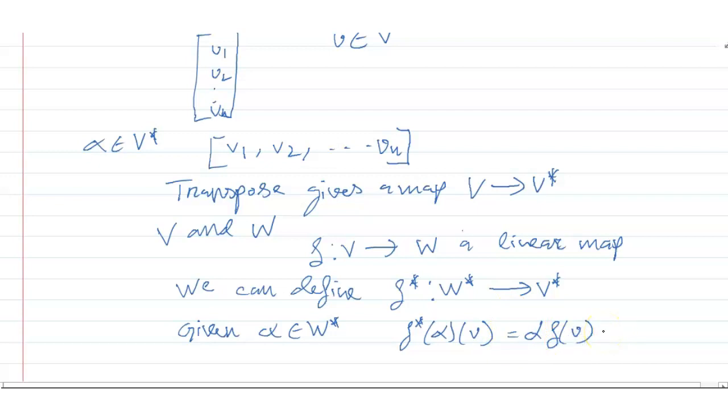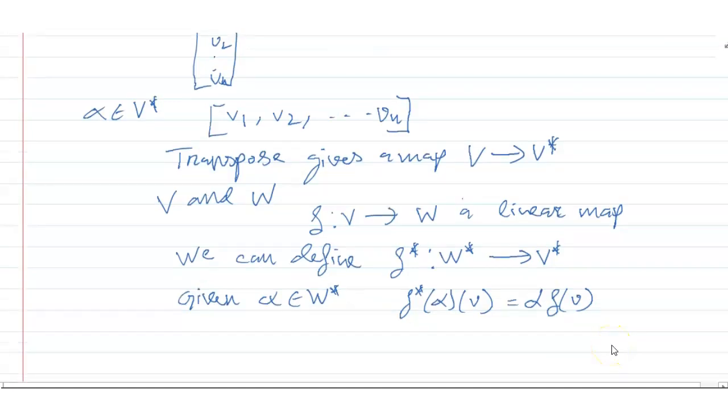Alpha goes from W to R, so it is an element of the dual space of W. Then it's our job to define F star of alpha as a linear functional on V. This is an object that takes something in V and produces a real number, and we define it like this: the action of F star of alpha, which is a linear functional on V, takes a vector little v in V, and the real number produced is alpha of F v.